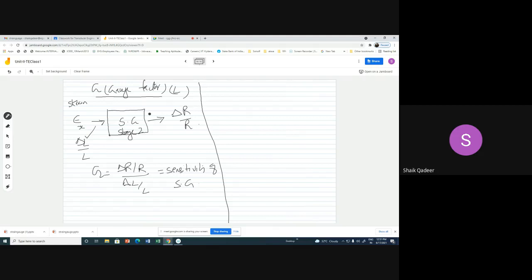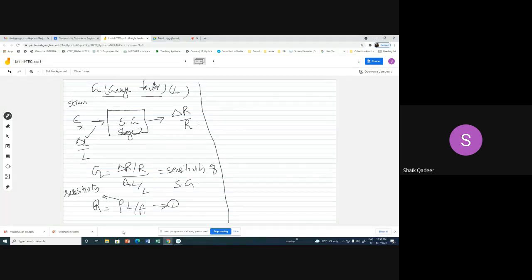We know that the resistance of a conductor is given by rho L by A. This rho is nothing but the resistivity of the material, L is the length of the material, and A is the cross-sectional area of the material.